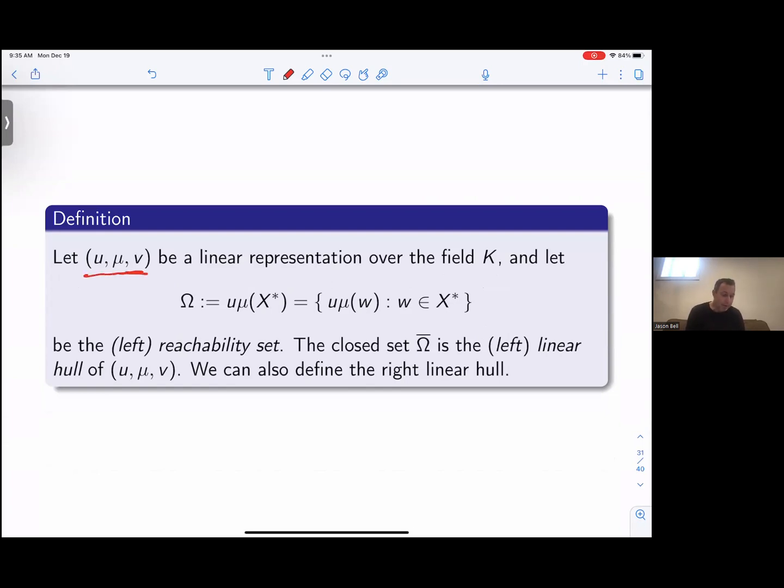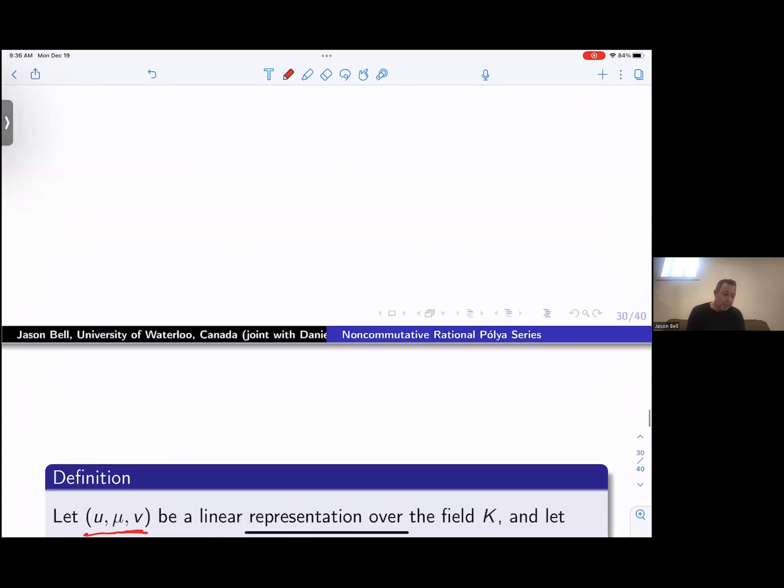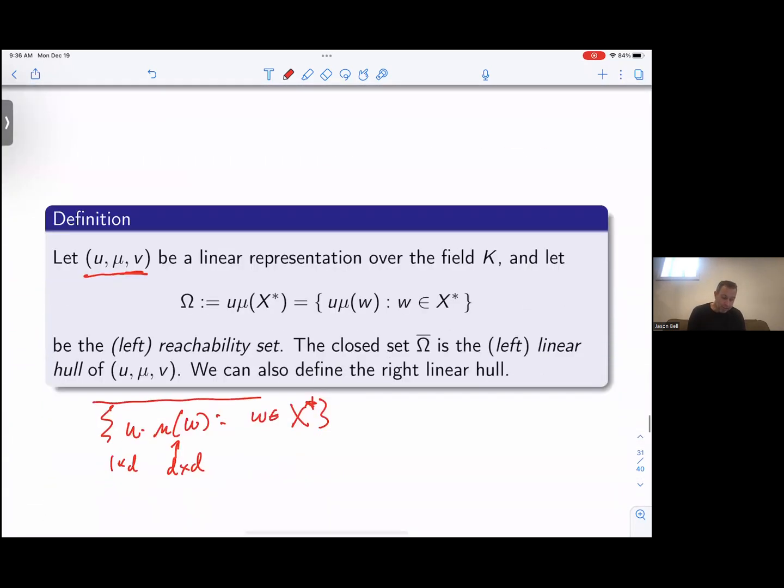So we can define the linear hull as follows. If we have our representation as before, we can look at our vector u and multiply it by elements. This is some d by d matrix, and this is a 1 by d. And we get a set of vectors. Because we've got this topological space, now it makes sense to talk about the closure. And this closure is going to be some finite union of subspaces. And the point is that we're going to be dense in each of these subspaces.